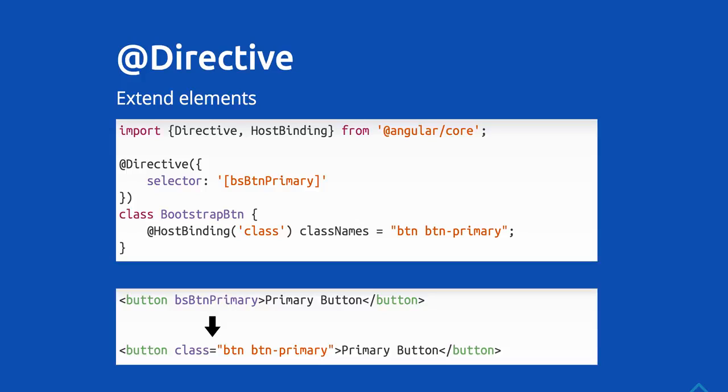Directive. A directive is just a component without a template. That's a definition. Most probably we define a directive just to change the style, or to listen to some particular event on the DOM, right? So if you are adding this particular button primary, this is a particular directive.